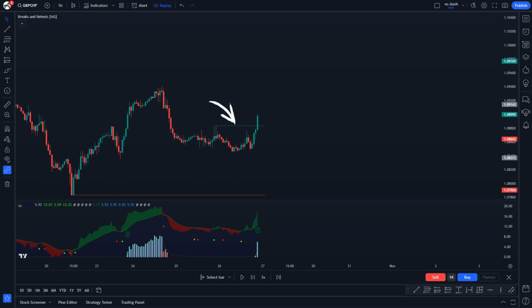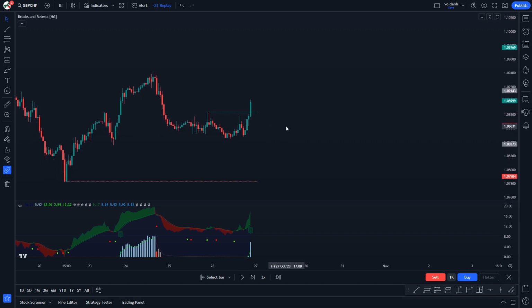As you can see, condition number 1 was met, because this is a resistance level as printed by the breaks and retests indicator. Condition number 2 is to wait for the price to break and close above this level. That condition is also met because this candle just broke and closed above our resistance level, which makes this our entry candle. Now, condition number 3 is to ensure that the entry candle shows signs of institutional buying activity. To confirm that, we just take a look at this histogram. We need this last histogram bar to be colored light blue and to also close above this green moving average. And as you can see, that condition is also met.